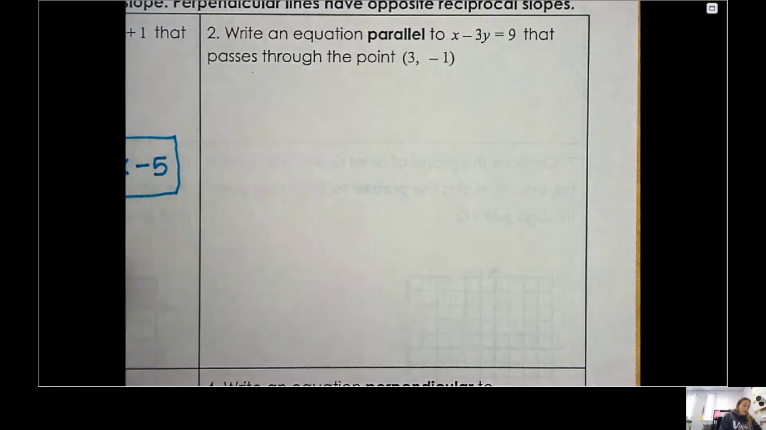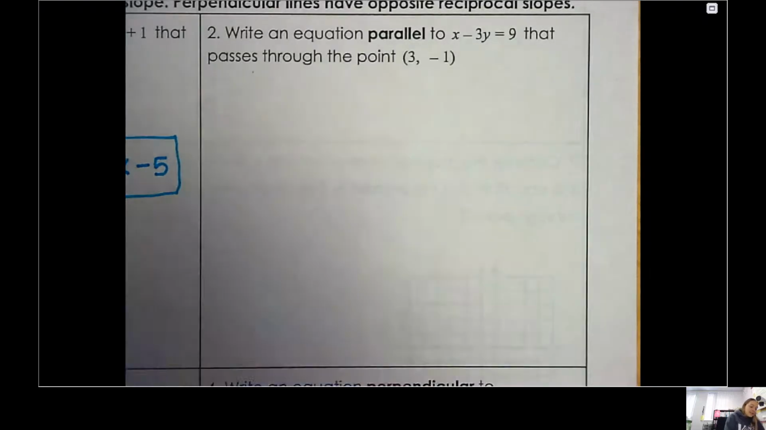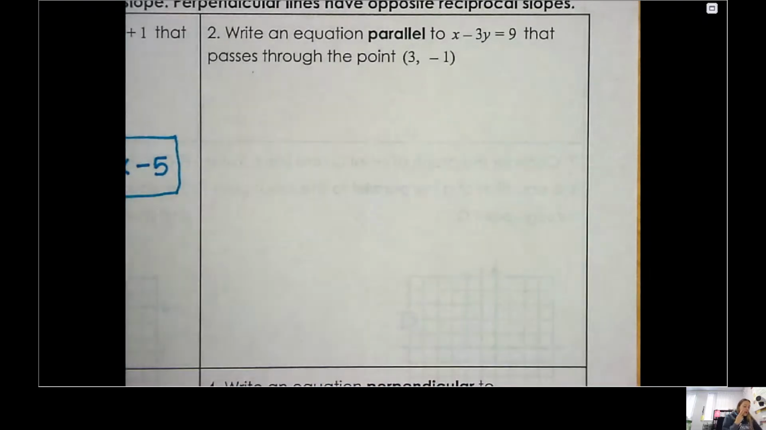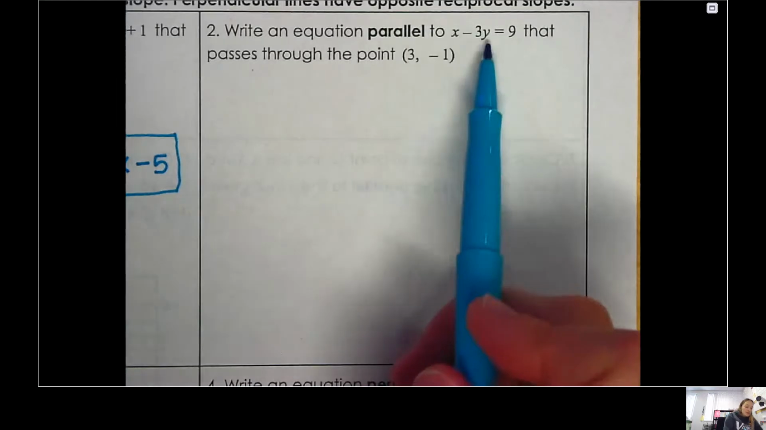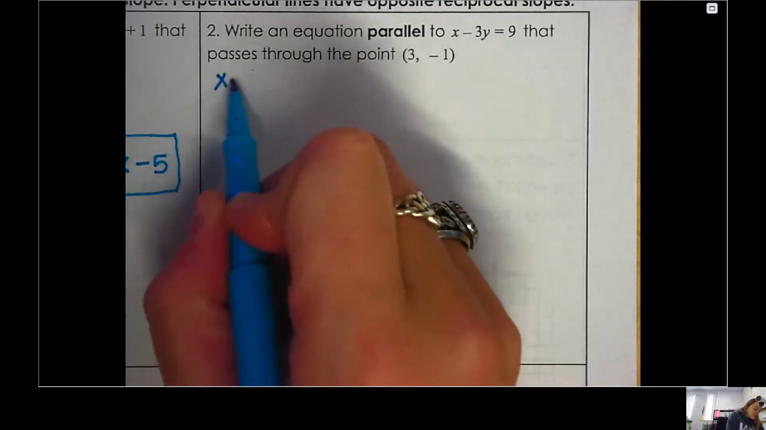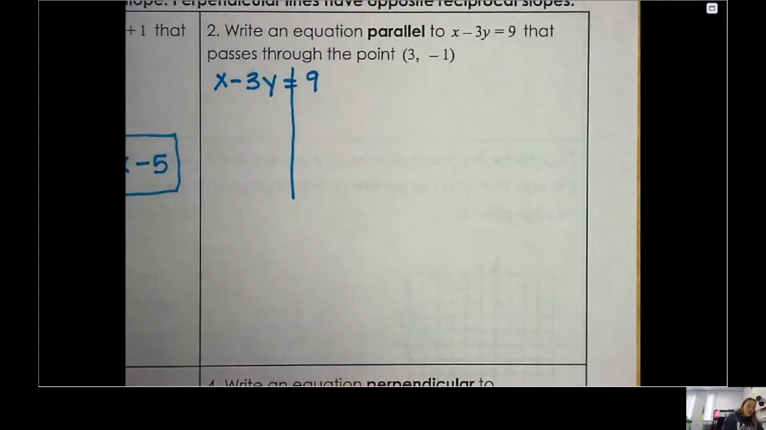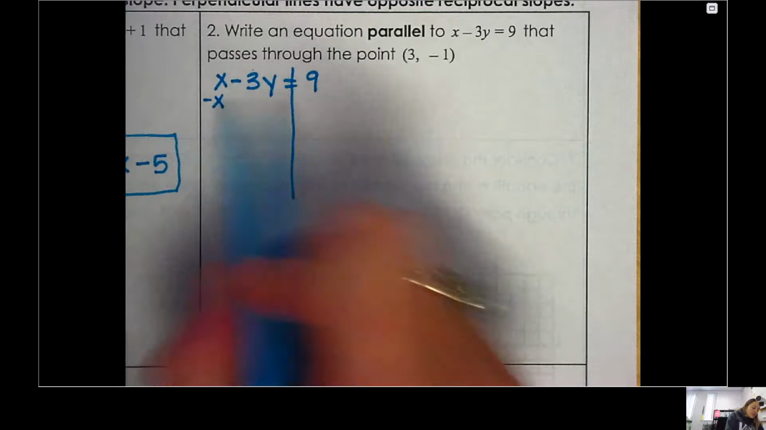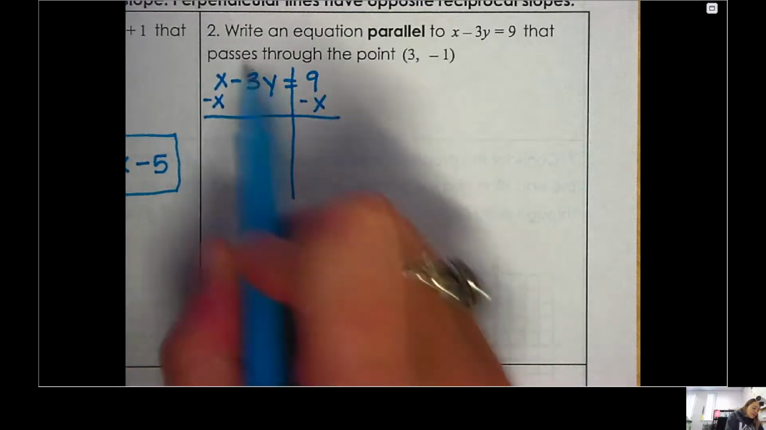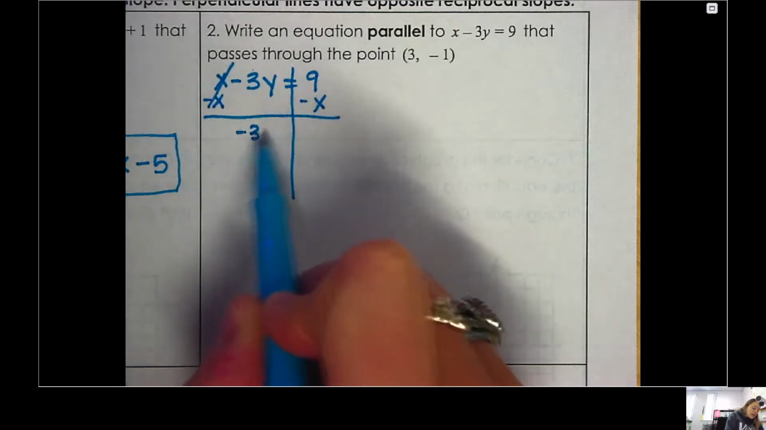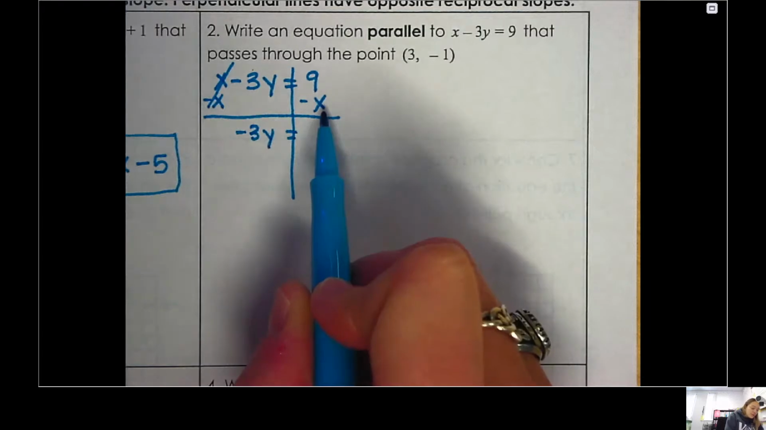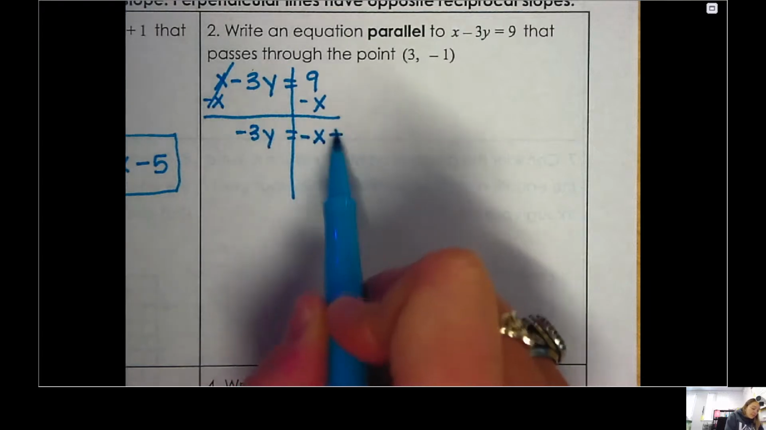For number 2, I have the equation x minus 3y equals 9. Now, this one is not given to me in the right form, so I have to rewrite this equation into slope-intercept form. So that's what I'm going to do first. I'm going to move the x over to the other side because I'm trying to get the y by itself. I have negative 3y equals, I put the x value first, so negative x plus 9.